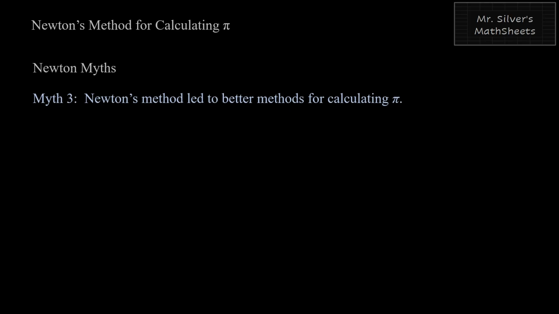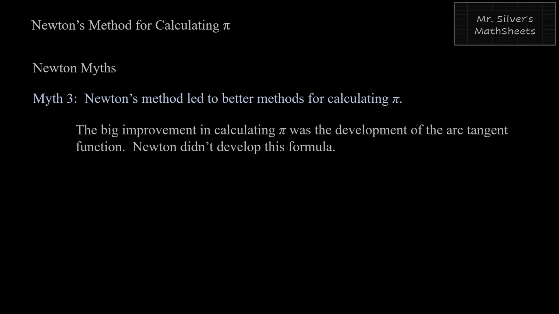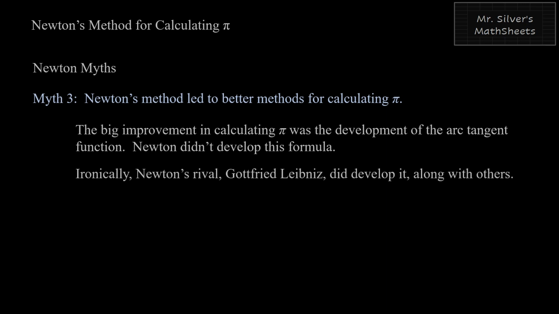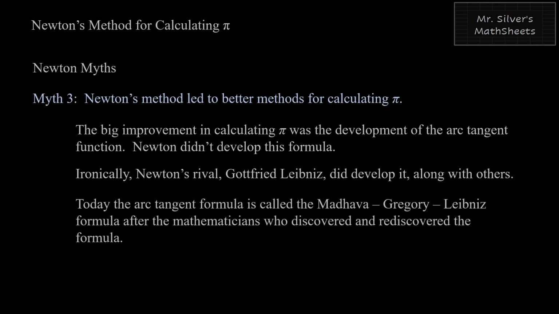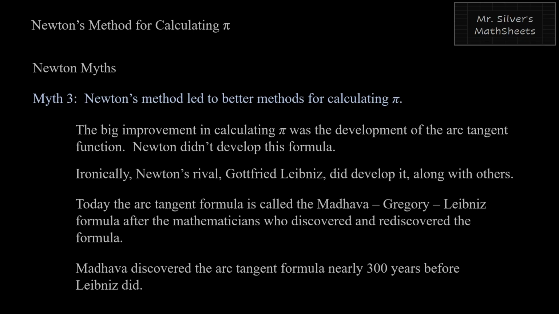Okay, Newton's method led to better methods for calculating pi. No, actually the big improvement for calculating pi was our arctangent formula. That was discovered by Gottfried Leibniz and other people, Madhava and Gregory. Madhava discovered the arctangent formula nearly 300 years before Leibniz did.